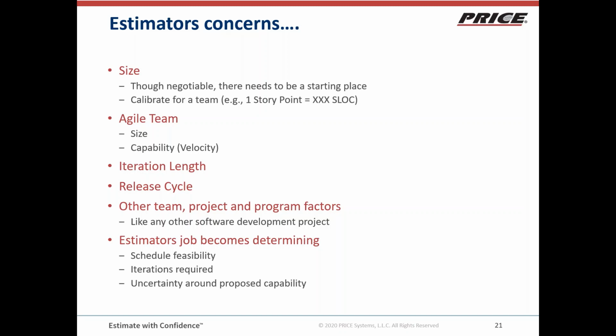So I said earlier that Agile teams tend to release working software at the end of every iteration. Those are generally informal releases that are shown to people that need to see them. They're not formal releases, but then there are obviously projects lasting months or years. You want to make interim releases so that capability can be available to the market. What's the release cycle? What else do we need to know about, like any other software development project? What else do we want to know about the team, the project, the program in general? So the estimator's job becomes determining schedule feasibility, number of iterations required, and uncertainty about the capability and the schedule.